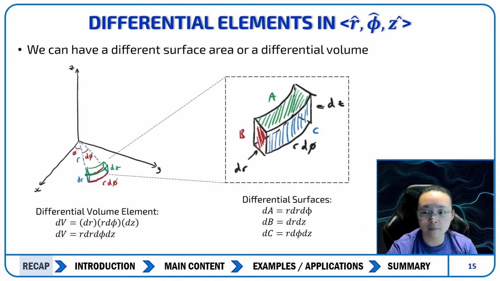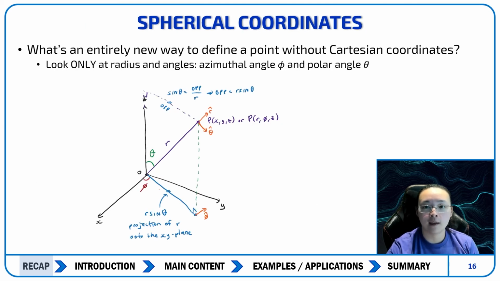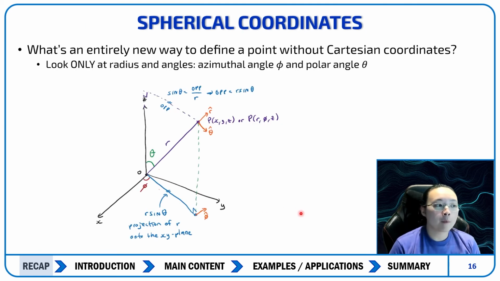The last one that we want to go through is spherical coordinates. Now, what is an entirely new way to define a point without Cartesian coordinates? This is where we move on to spherical coordinates. We don't want to depend on how far something travels along the x, y, or z axis. We want to base everything on angles. So we are only looking at the radius, the radial length, and two angles. Number one, how far it spins away from the x-axis, and how far it spins away from the orthogonal axis of the plane.